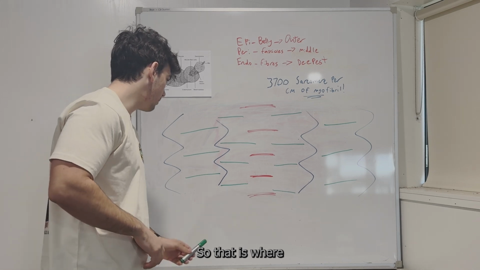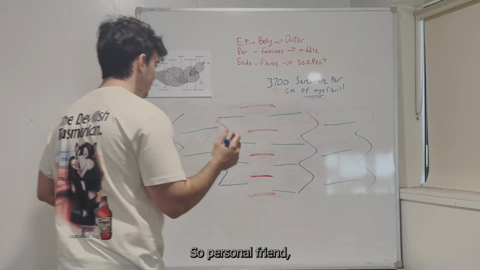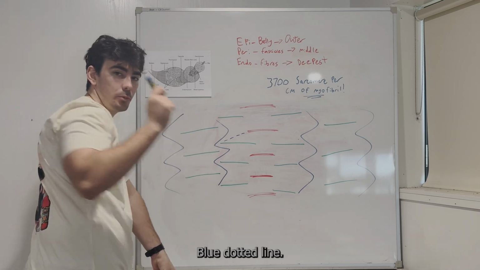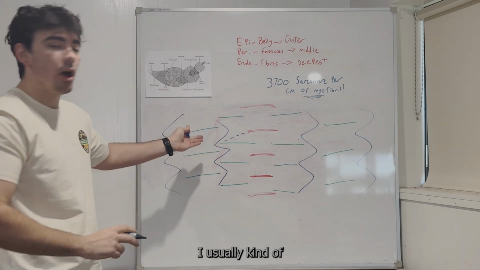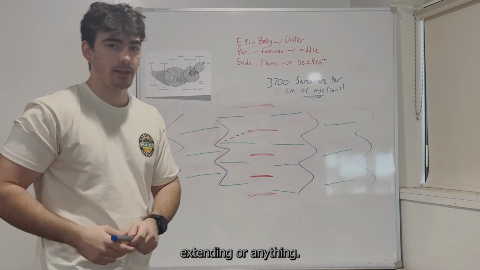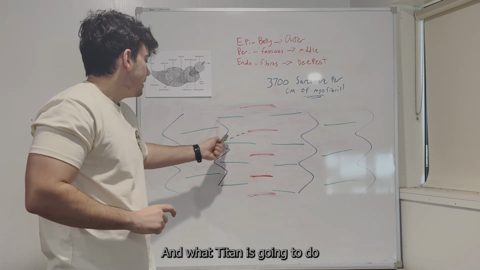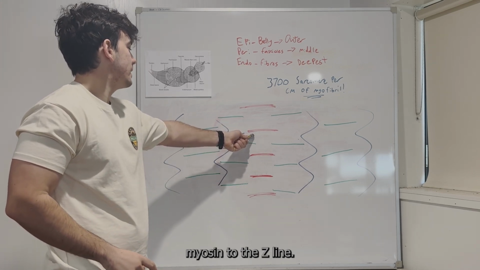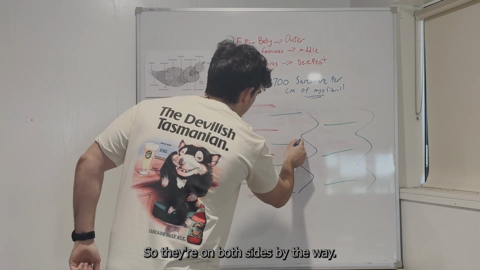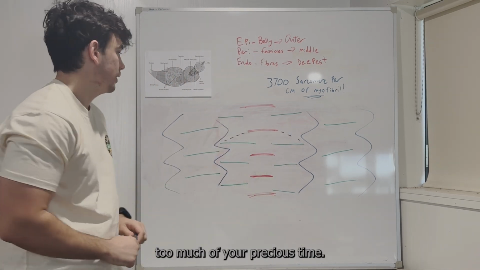So that is where one of my good personal friends in my body, Titin, comes into play. So I'm just going to draw it here, blue dotted line. So I guess it kind of plays in with the Z line, but this is not the Z line extending or anything. This is Titin, the largest protein in muscle. And what Titin is going to do is it basically anchors myosin to the Z line. So there you go. It's kind of related to the Z line. So they're on both sides, by the way, and on all of them. I just try not to waste too much of your precious time.